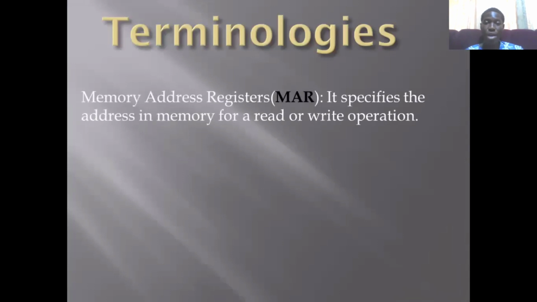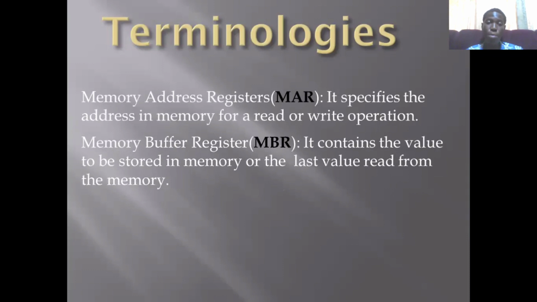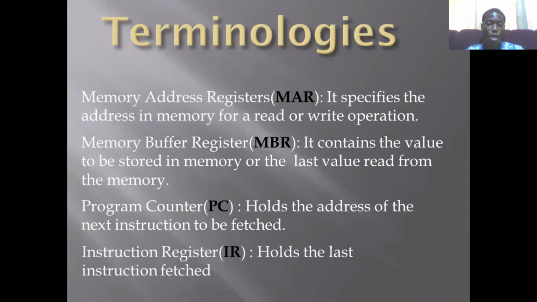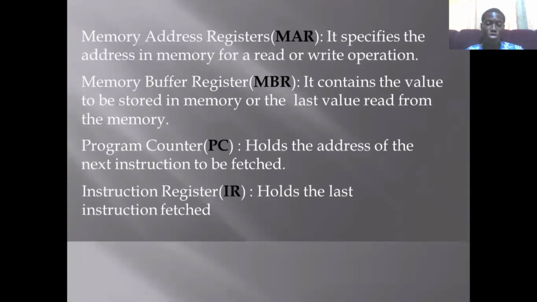So we have the memory address register, which is also known as the MAR. It specifies the address in memory for a read or write operation. Then we move on to memory buffer register, the MBR. It contains the value to be stored in the memory or the last value read from the memory. Then we move on to program counter, PC. The PC holds the address of the next instruction to be fetched. Then move on to instruction register, IR. The IR holds the last instruction fetched.